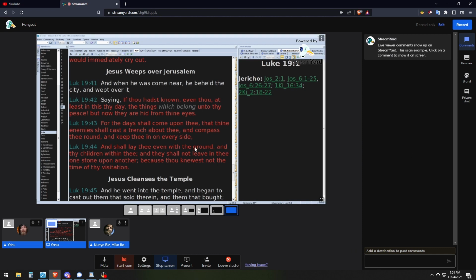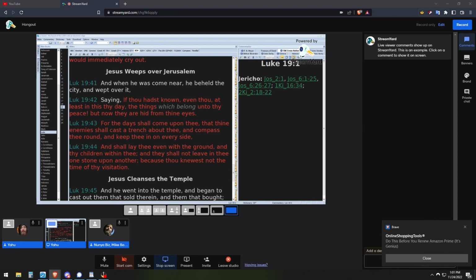And he went into the temple, and began to cast out them that sold therein, and them that bought, saying unto them, It is written, My house is the house of prayer, but ye have made it a den of thieves. And he taught daily in the temple, but the chief priests and the scribes and the chief of the people sought to destroy him, and could not find what they might do, for all the people were very attentive to him.